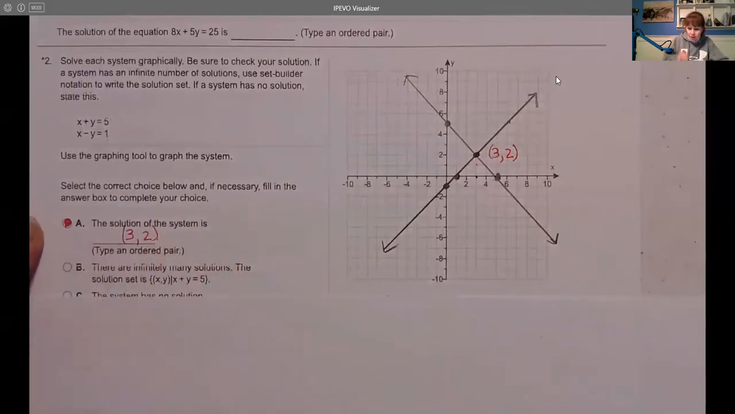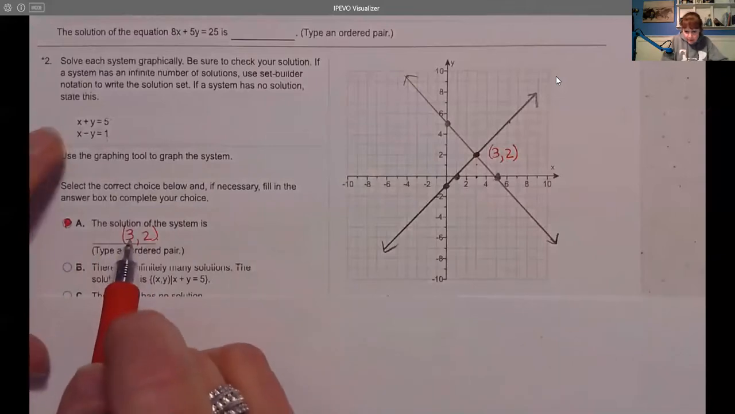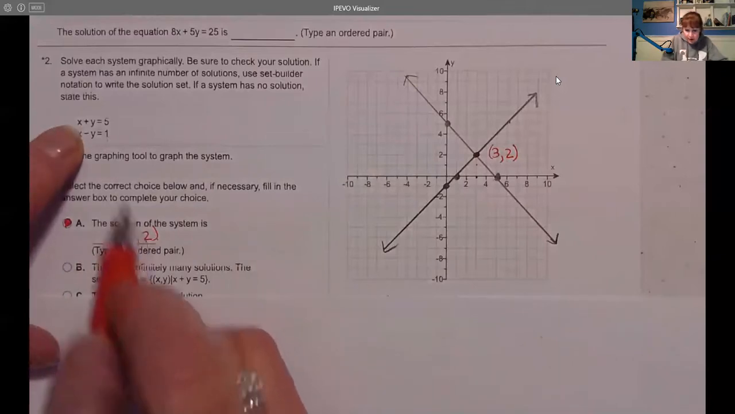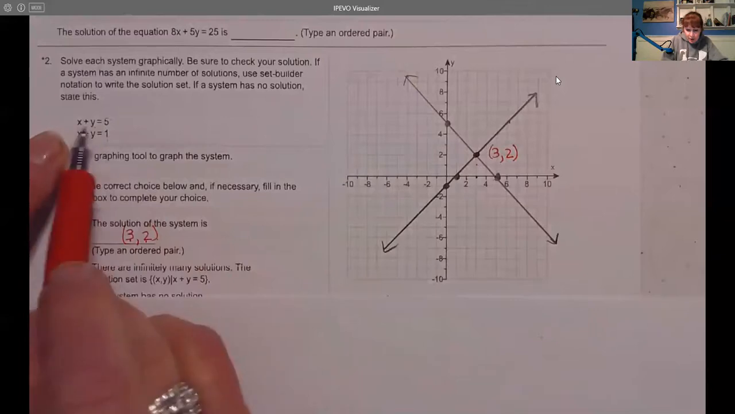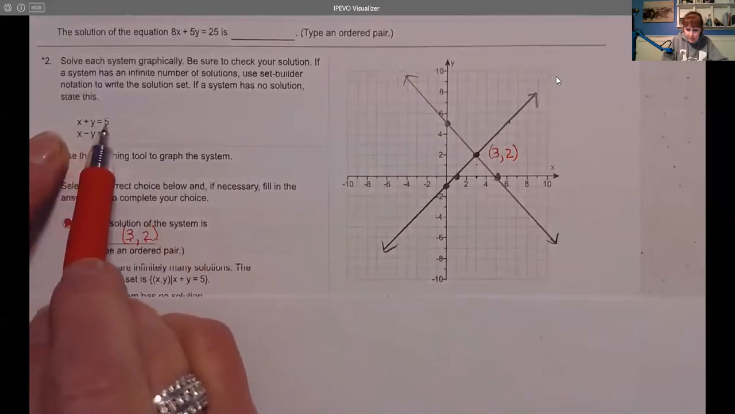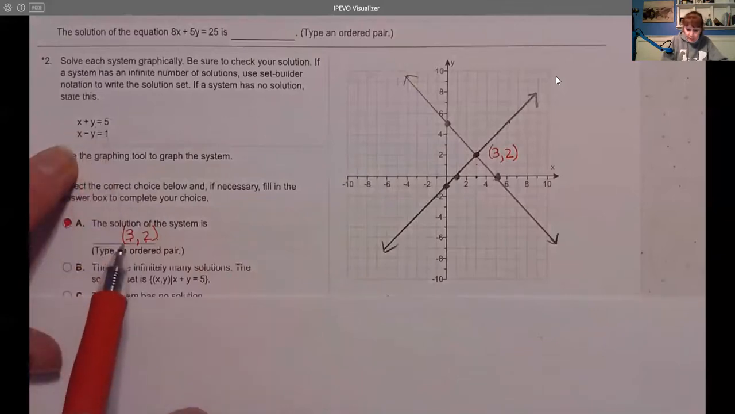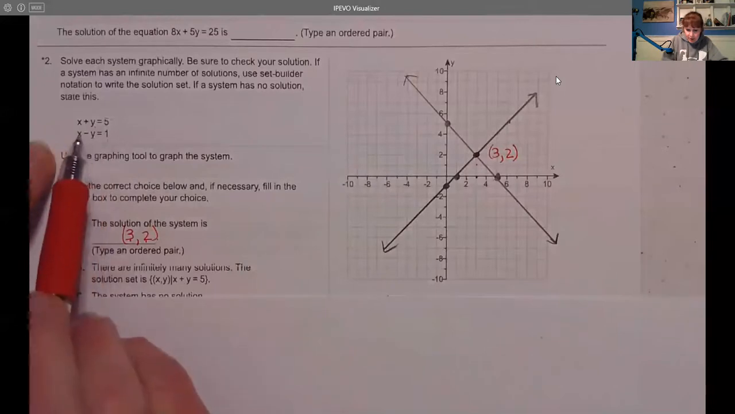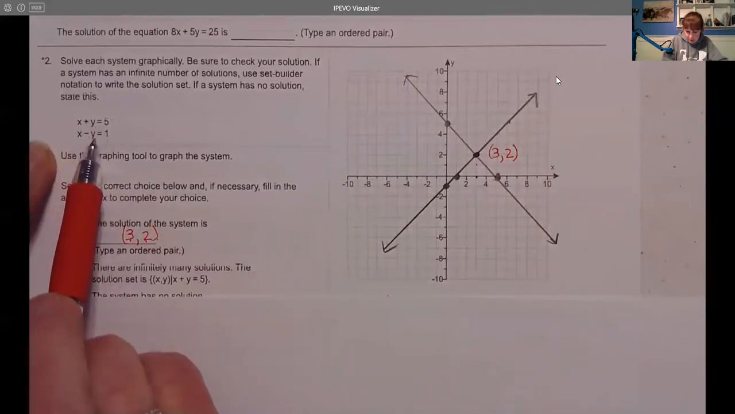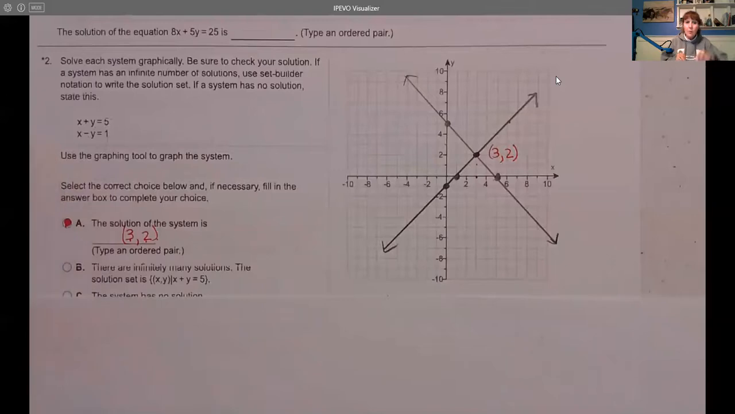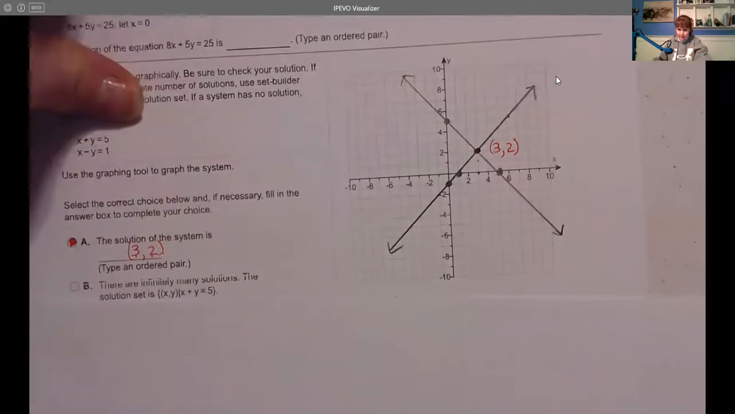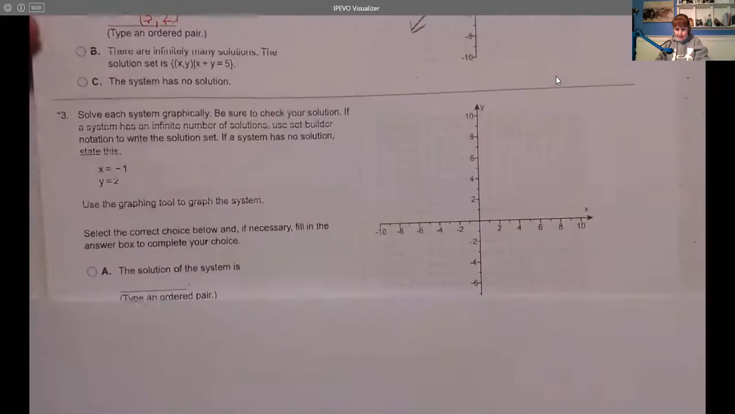Let's check just to make sure. We're going to put 3 in for x and 2 in for y in the top equation. 3 plus 2 is 5. Then we're going to put this into the next equation. 3 minus 2 is 1. So it works in both. You found a solution to the system, the two equations. All right, let's try another one. We have a few here to practice.